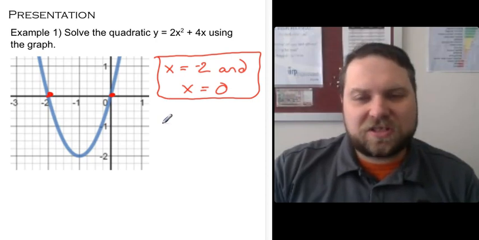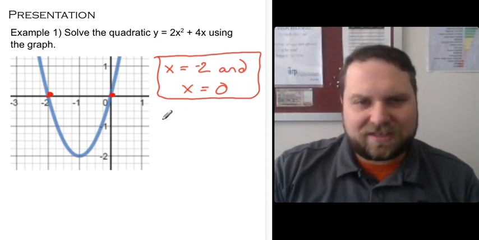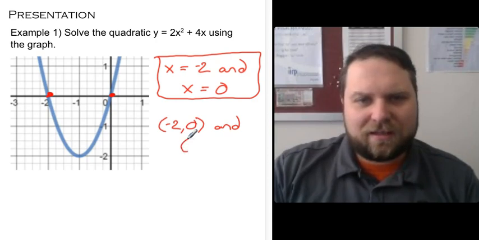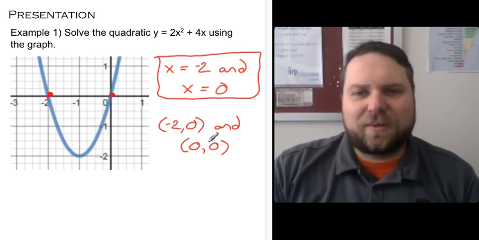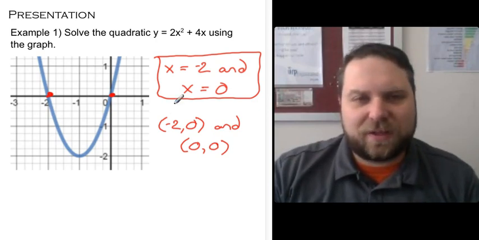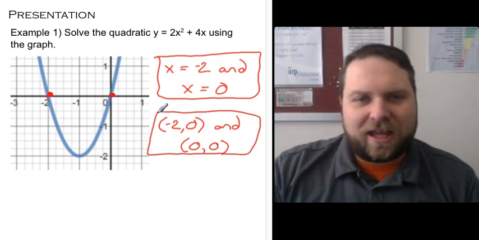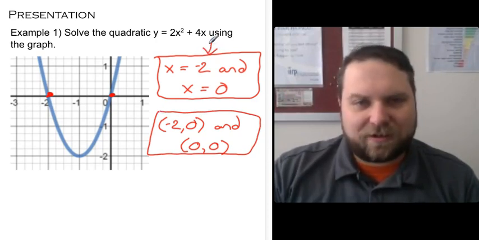However, since we are just finding the roots of this thing, it's not incorrect to say that my solutions are (-2, 0) and (0, 0). These mean the same thing. We're just interested in the x value, and here I've given the y value, but it's not wrong. It's just extra information. And so you can present your answers either way. I have a very slight preference for this one right here, but neither one of these is wrong.